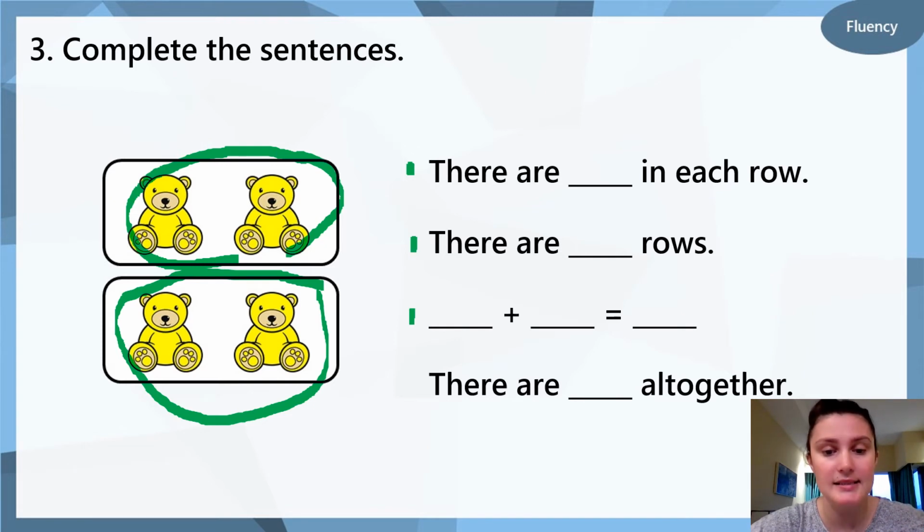Our last sentence, I want you to write, there are altogether. Whatever answer you got here, you can write it here on this line. There are altogether. Nice, neat sentence in pencil on your paper.